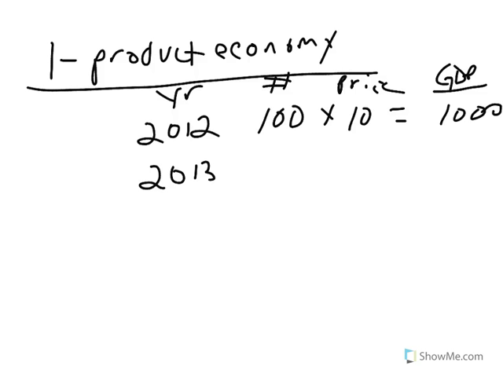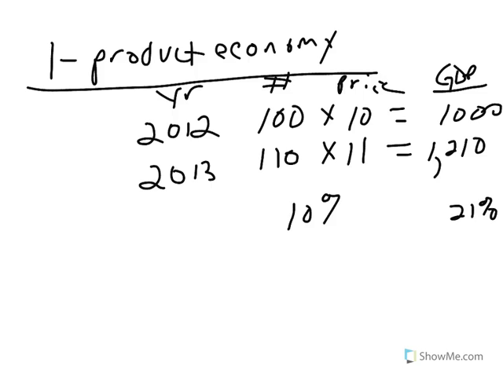In 2013, we think we're going to produce 110 units at a price of $11, or a GDP of $1,210. Now we could see that based on our GDP year over year, we had about a 21% increase. But in actuality, we only increased production by 10%. That's because price also increased by 10%, or we could say, as we learned, price has inflated by 10%.